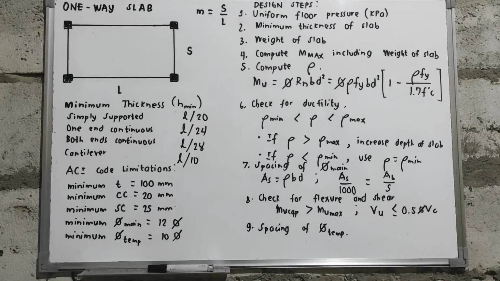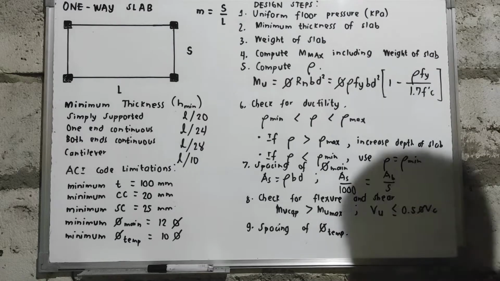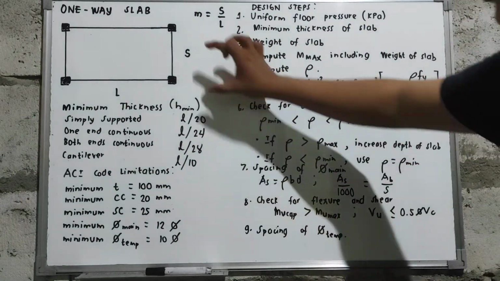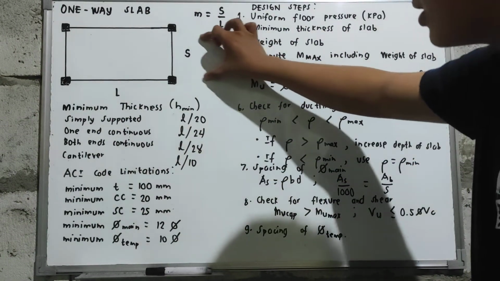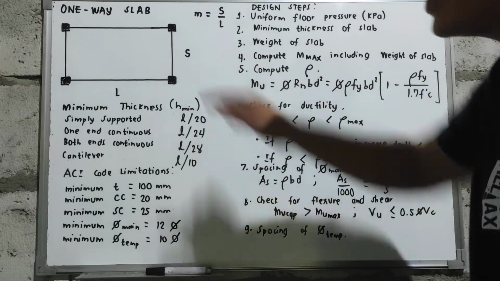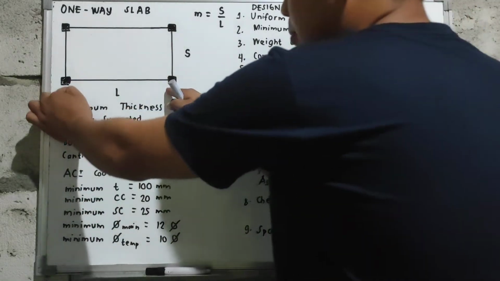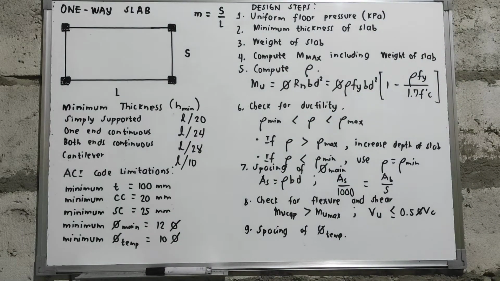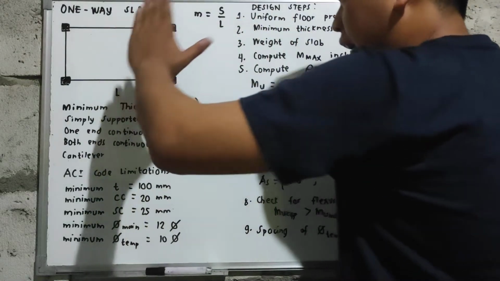Our next topic, we are going to discuss one-way slab. So kapag sinabi nating one-way slab, yung nangyayari is let's consider a certain portion of our slab. So meron tayong shorter span which is denoted by capital S, and we have a longer span which is denoted by capital L. So kapag one-way slab yung nangyayari is meron tayong load na naka-apply dun sa slab natin.